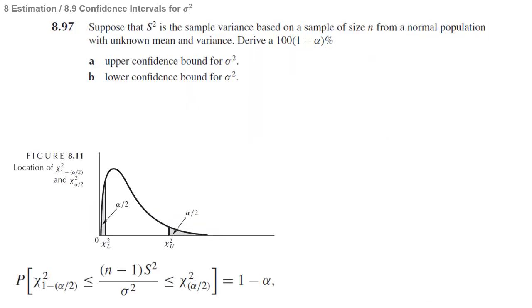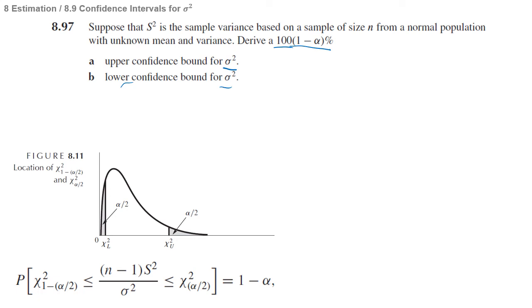Let's try to solve one more exercise problem, which is exercise 8.97. Suppose that S square is the sample variance based on a sample of size n from a normal population with unknown mean and variance. Derive the 100 times 1 minus alpha percent (A) upper confidence bound for sigma square, and (B) lower confidence bound for sigma square.